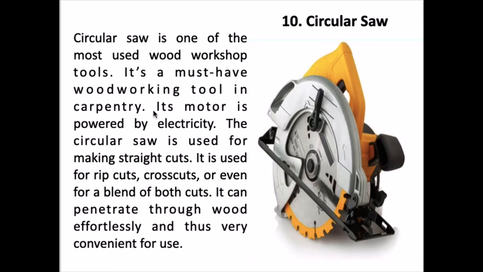Its motor is powered by electricity, as I told you. The circular saw is used for making straight cuts, and it is used for rip cuts, cross cuts, or even a blend of both cuts as well. It can penetrate through wood effortlessly, and is thus very convenient to use also.